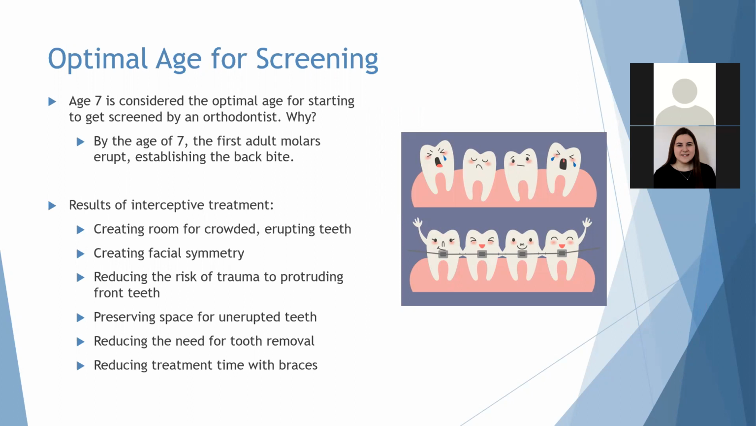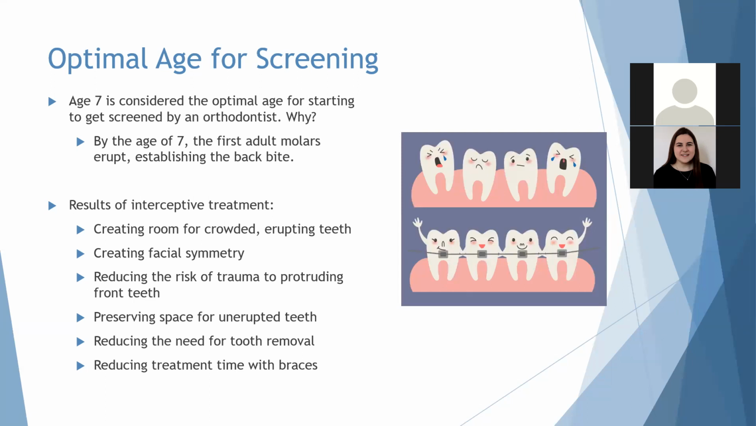Now, is there such a thing as an optimal age or an optimal time for getting screened for orthodontic treatment? Usually they say that age 7 is considered the optimal age for starting to get screened by an orthodontist. But actually 30% of orthodontic patients in America and Canada are adults, and it can have great benefit at any age. But why do we say that starting at the age of 7 is a good time?